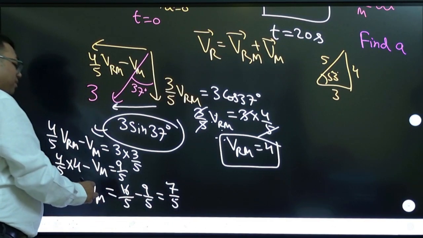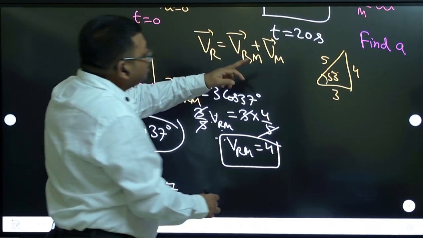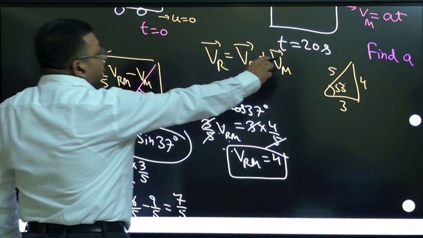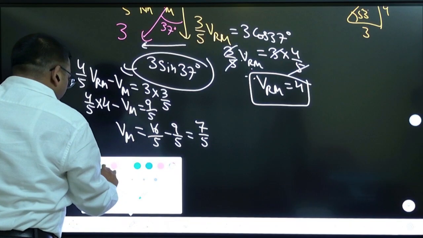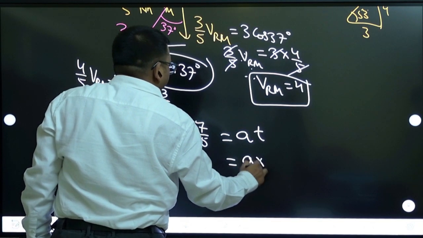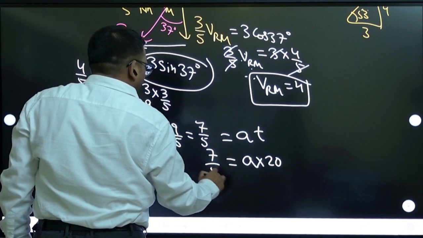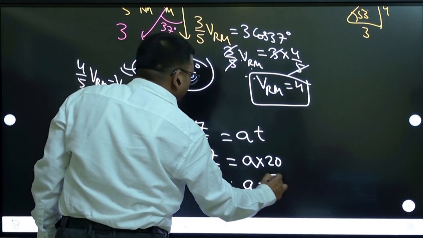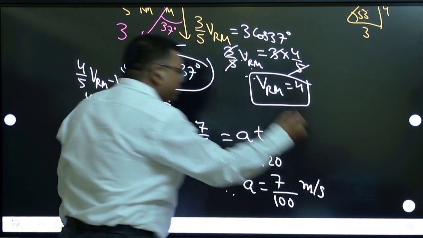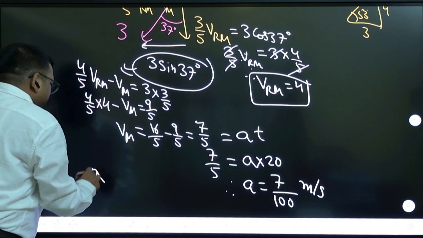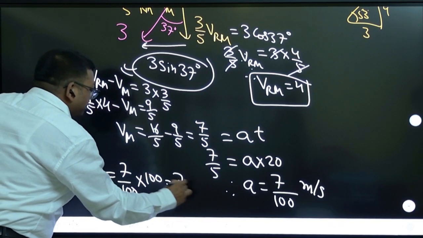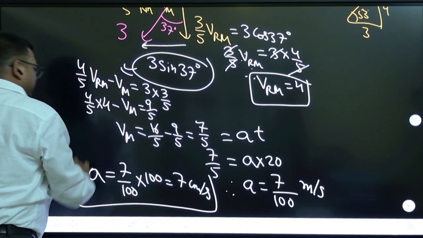So we have got Vm, and Vm is A into T, correct? The time they have given is 20, so we get the acceleration. Vm is 7 by 5, so the acceleration is 7 by 5 into 20, which is 7 by 100 meter per second squared. That is why they are asking in centimeters, so multiply by 100. So it will come to 7 centimeter per second squared. That is the answer. Correct.